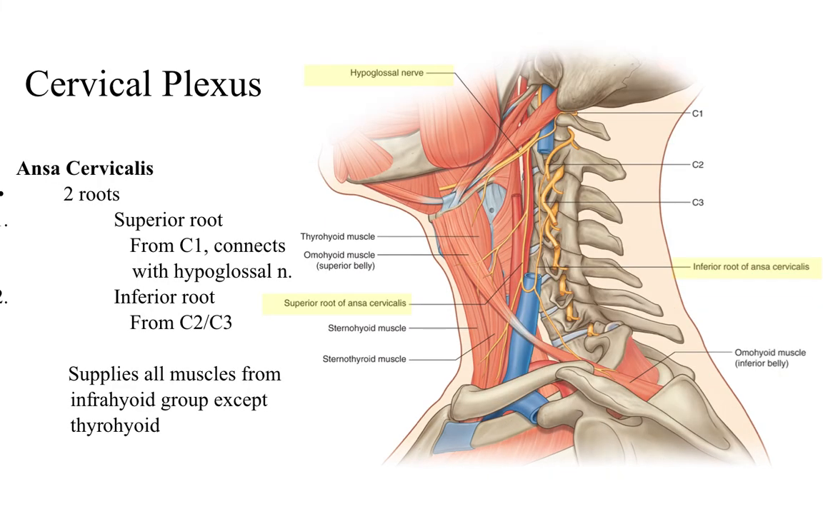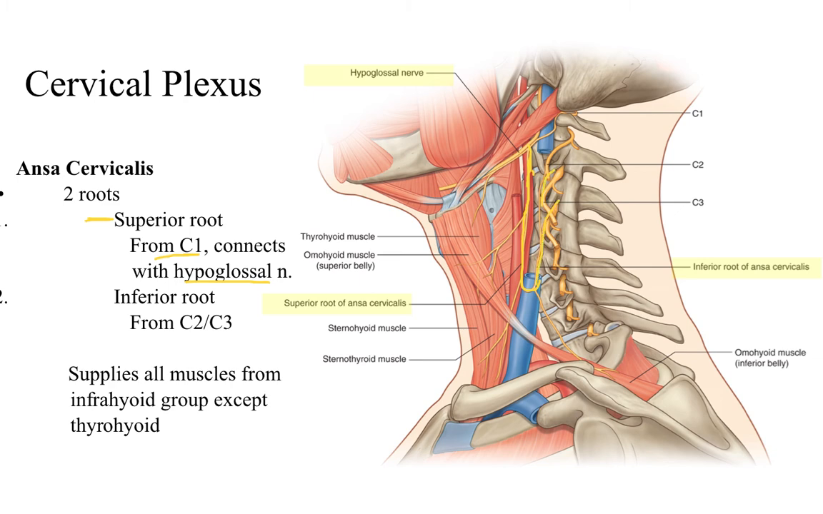Okay, a little more detail about the ansa cervicalis. It has two roots, and we discussed this a little bit earlier. There is a superior root that is up here, right here. It comes from C1, of course. We talked about that in a previous slide. And it's going to connect with the hypoglossal nerve. So by connect, we mean run along with it. All right, and then it's going to course down, and it's going to loop and connect with the inferior root, which starts at C2 and C3.